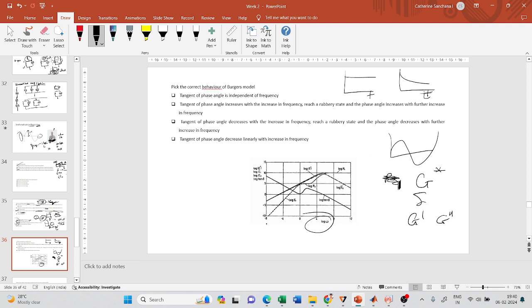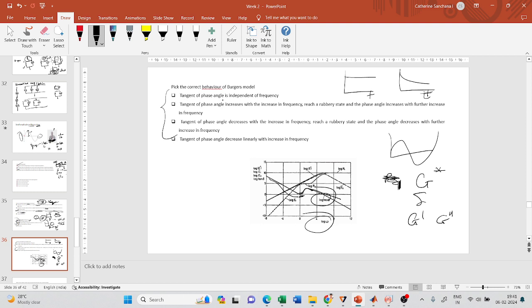So this curve represents the response of the material when it is subjected to oscillatory loading. And here, log of tan delta shows how it varies with frequency. If you see, first it decreases, then it reaches a kind of constant value, and then it increases and again decreases. So you just have to pick from these statements which sounds correct.